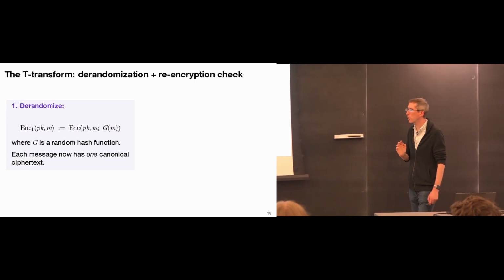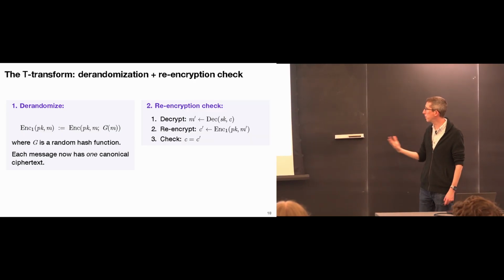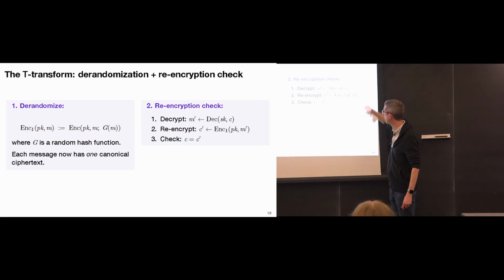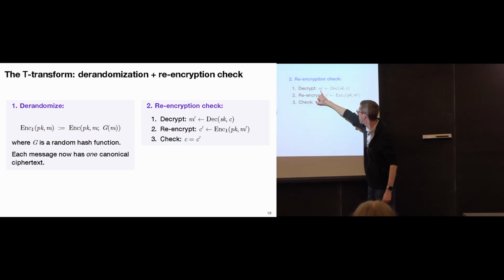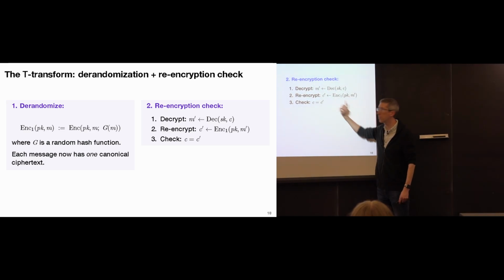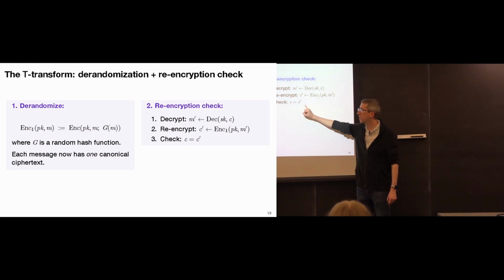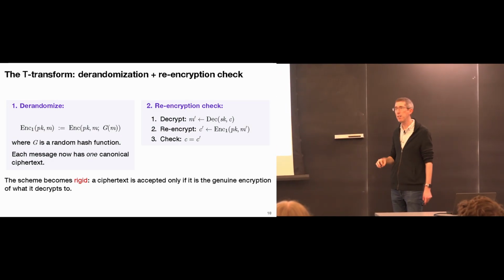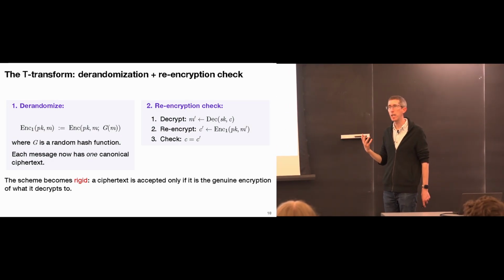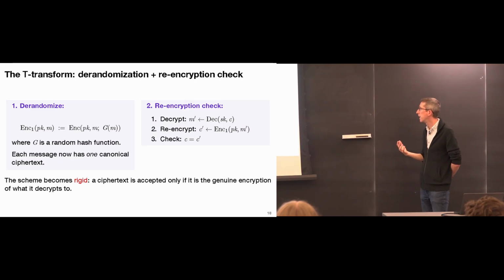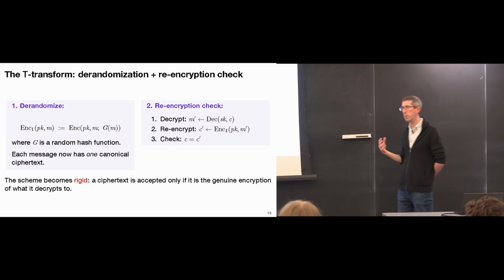And then, to get at the question that was asked earlier, the re-encryption check will also be applied at the same time. During the decryption process, when you get a ciphertext, you decrypt to obtain a candidate message M prime, you re-encrypt using the deterministic process, and you check to see if the ciphertexts match. These two things together cause the scheme to become rigid. So a ciphertext is only accepted if it is the genuine encryption of what it decrypts to.